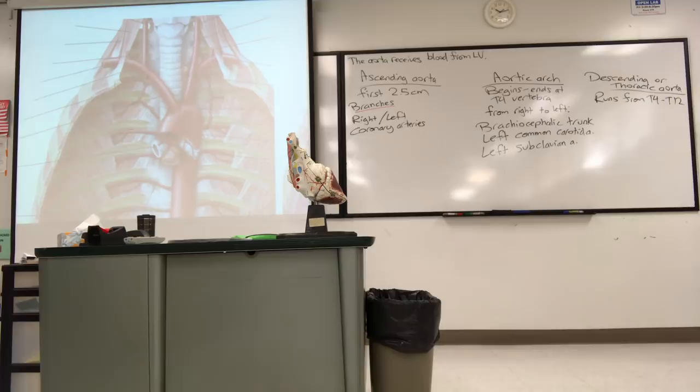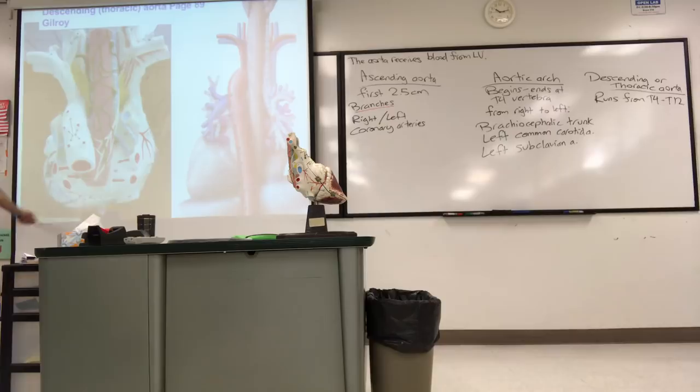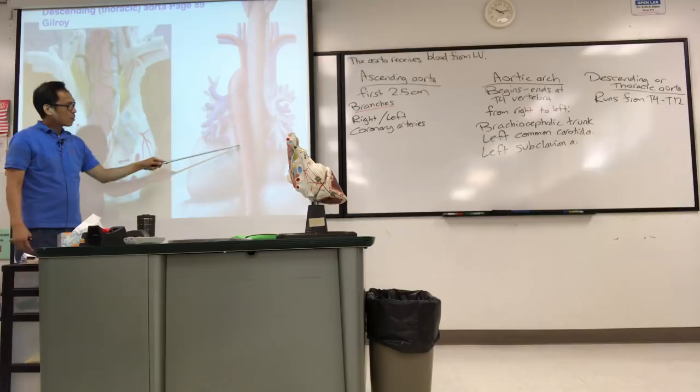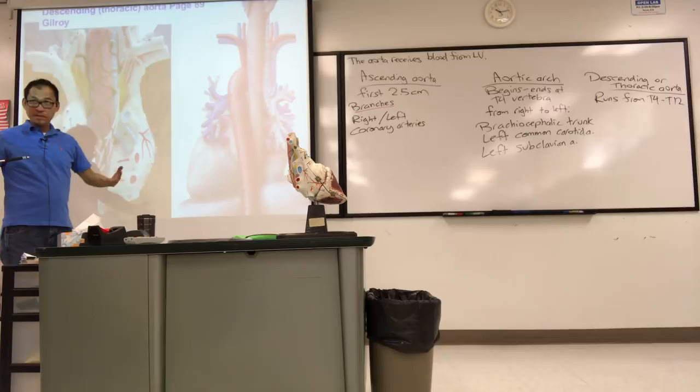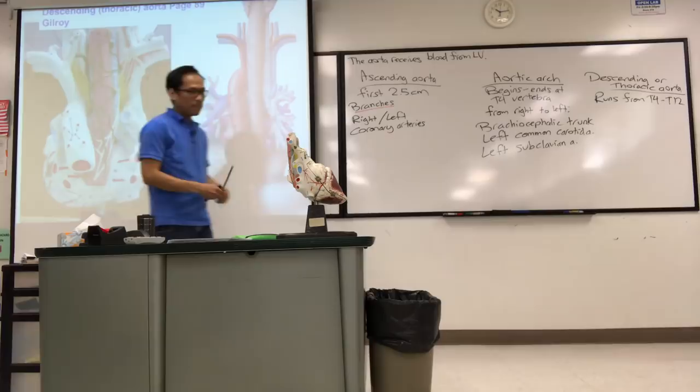Right, the third part, the descending or thoracic aorta, you can see it posteriorly here. When they removed this, see how they cut these paired vessels? We're in the thoracic region. What else do you have that's paired? Ribs. And so these are the arteries that fill the intercostal spaces. These are paired posterior intercostal arteries branching off this one.